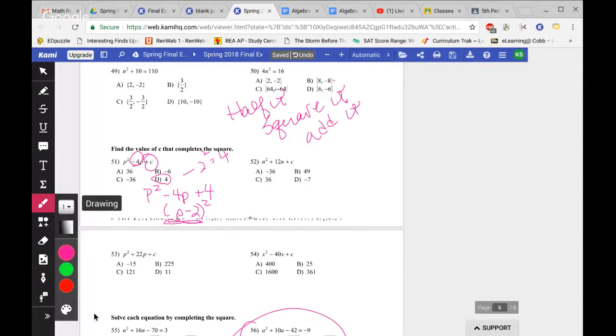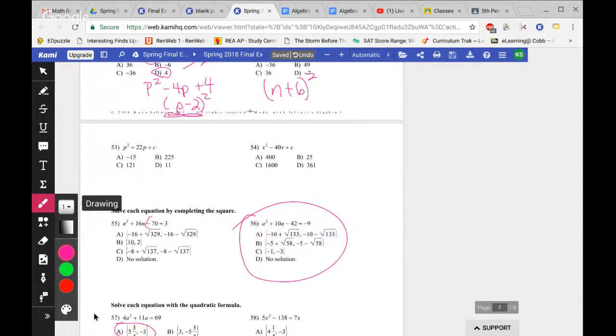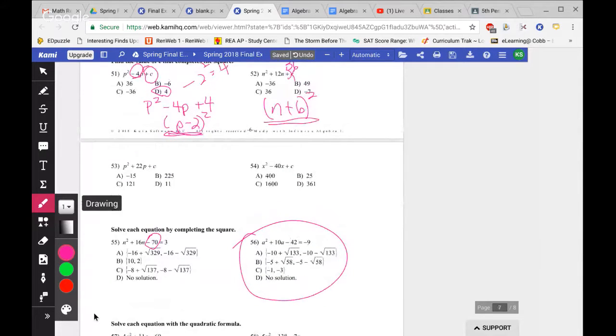So let's do that on 52. What's half of 12? 6. And what's 6 squared? 36. So that would be this. I was just making sure I remembered it. Okay, so now it looks like n plus 6 squared. So down here, when you're completing the square, that's what you're doing. That's how those connect. Does that make sense? Do you see the connection?